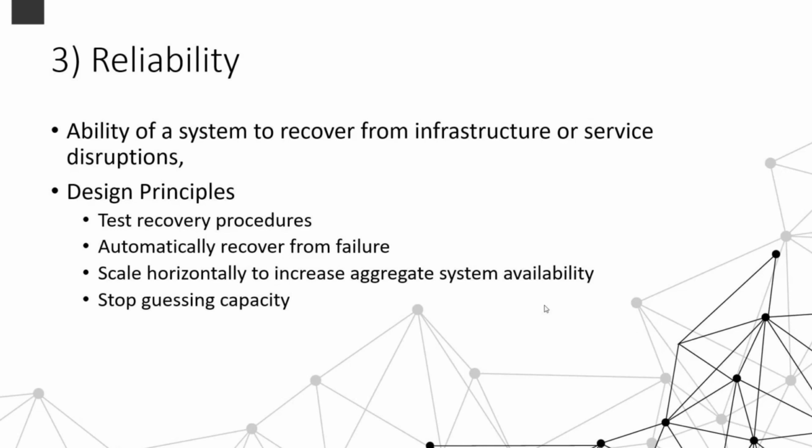The first one is to test recovery procedures: use automation to simulate different failures or to recreate scenarios that led to failures beforehand. I have already discussed things like Chaos Monkey. Then team, automatically recover from failure. For this we can use some services, which I will discuss. Then we have scaling horizontally to increase aggregate system availability.